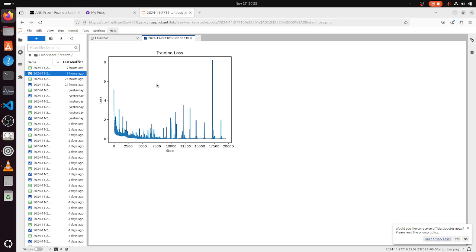The training looks like that. So there's a few spikes that I don't like. I would like maybe to do more regularization, maybe increase dropout. I'll see that later.